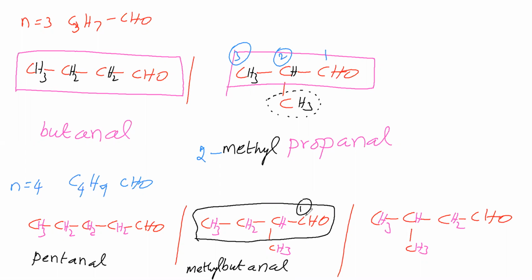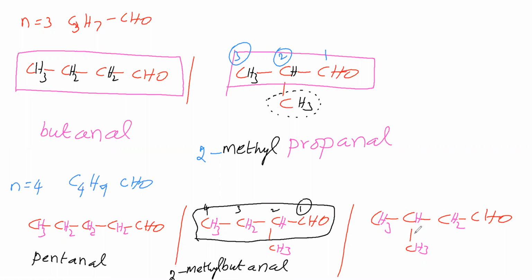If aldehyde is acting as the functional group, you start giving numbering at the aldehydic carbon only. Don't consider branch position. The aldehydic carbon should get first position if aldehyde is the functional group. Then numbering we have given. Now the branch position is 2, therefore 2-methyl. Now can you say the name of this one?